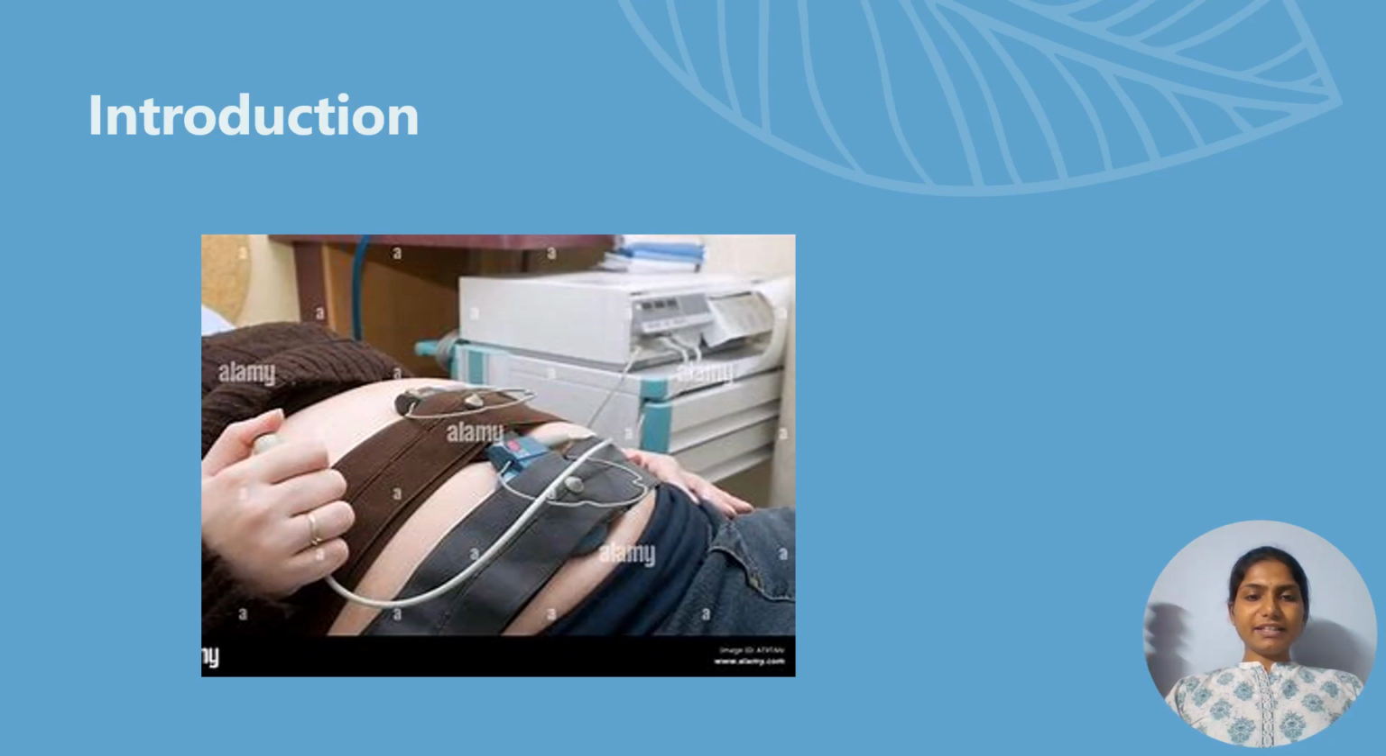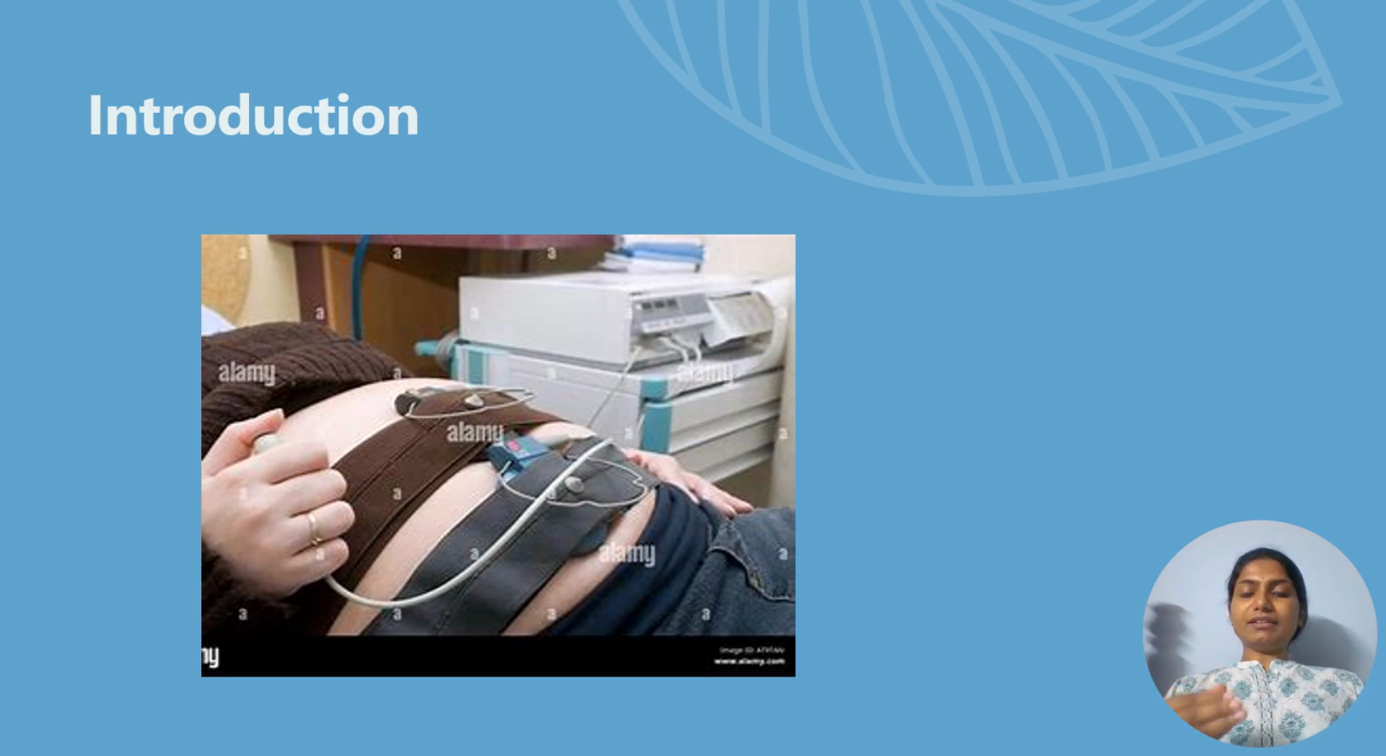So this is a CTG machine. It has two external electrodes. The first one is the tocodynamometer. It is placed on the fundus of the uterus and takes the uterine contractions. It shows on the monitor the uterine activity: how many contractions and how much the uterine pressure is increasing. The second important one is the fetal heart rate electrode. This fetal heart rate Doppler is placed on the fetal heart sound and it is interpreted.